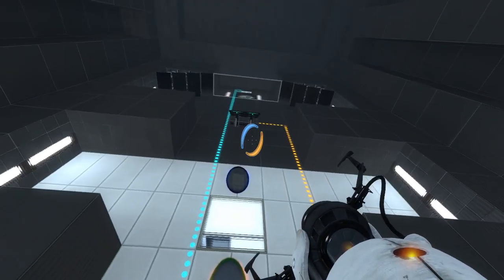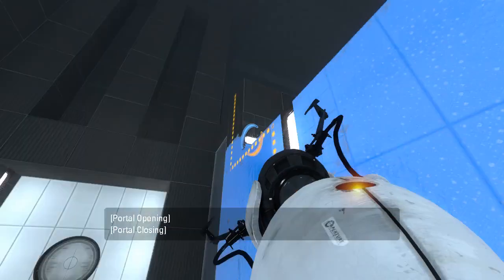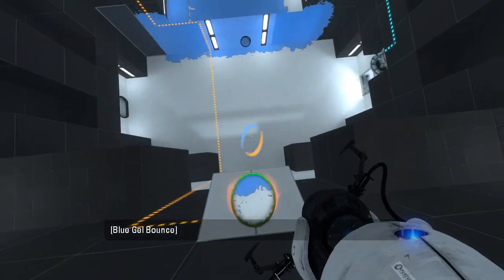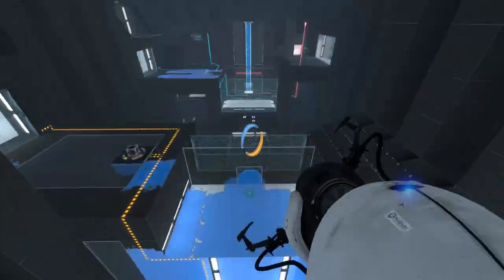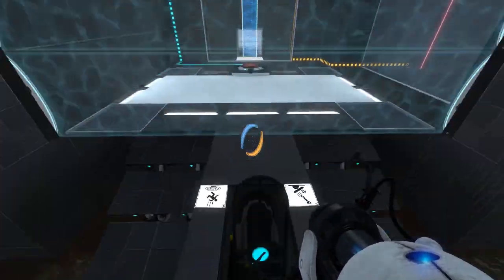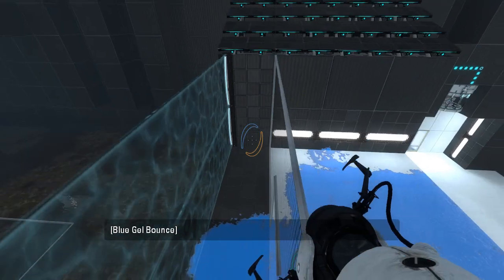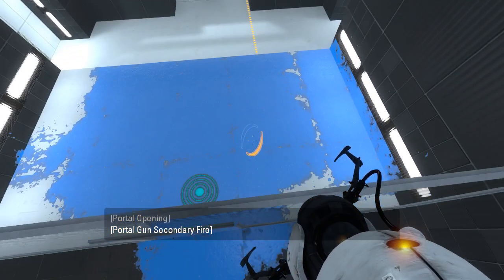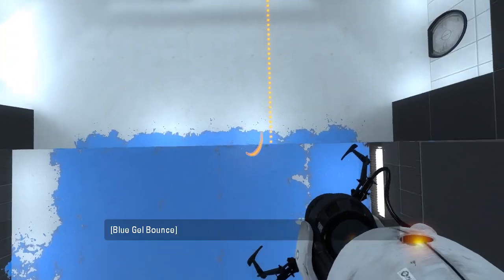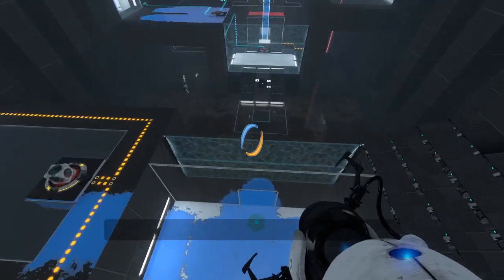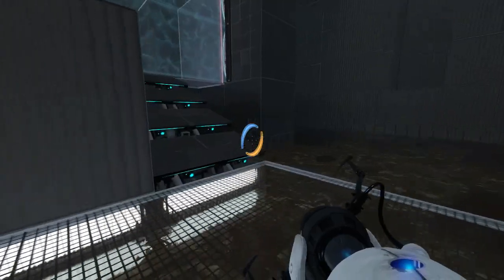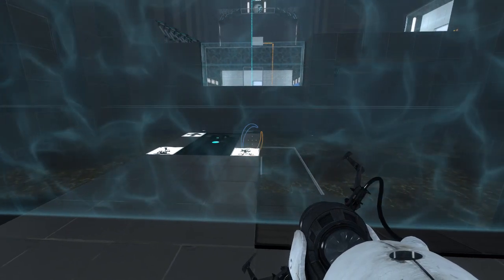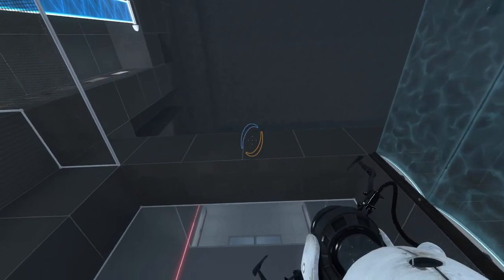Okay, then. Sure, there's a lot of bounce gel here now. Whee! That's a slight problem now, isn't it? That's not a slight problem. What do I actually need to do here?